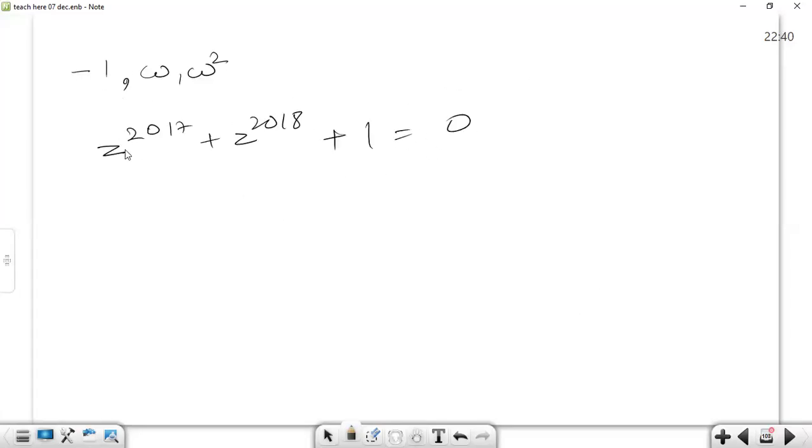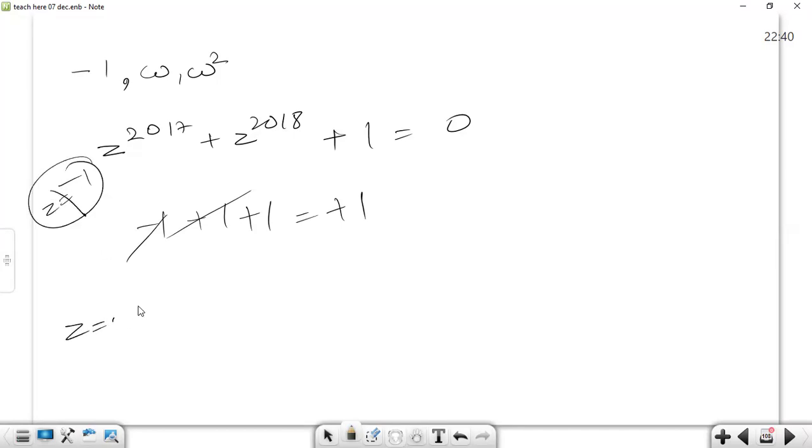So let's put minus of 1 first. So minus 1 raised to power 2017, which is the odd number, so it will become minus 1 itself. 2018 is an even number, so it will become plus 1, plus 1. So this will become plus 1, which is not 0. So basically, z is equals to minus 1 will not satisfy.